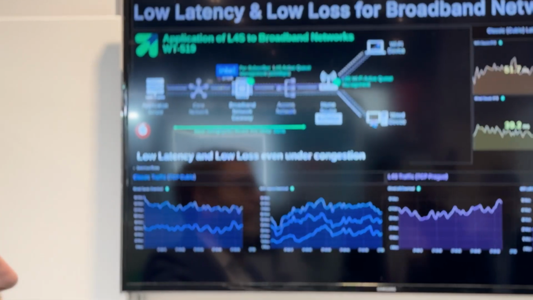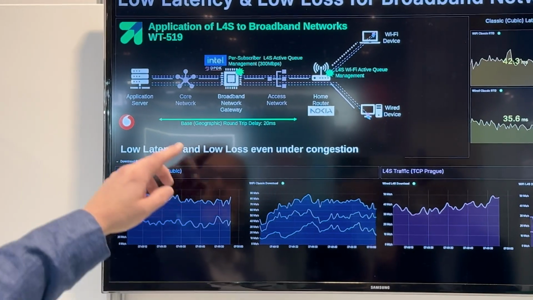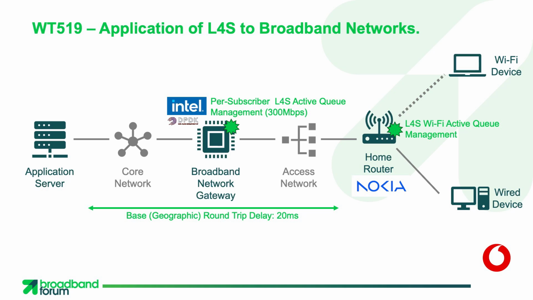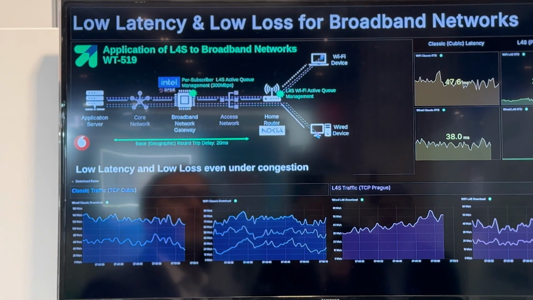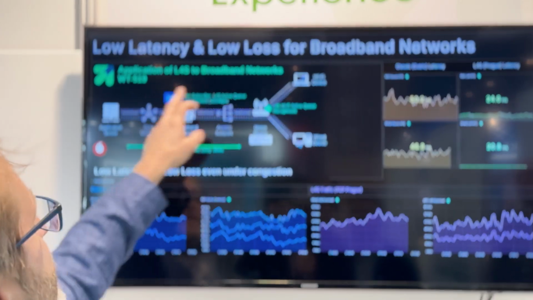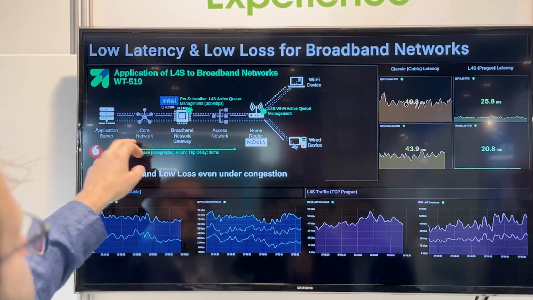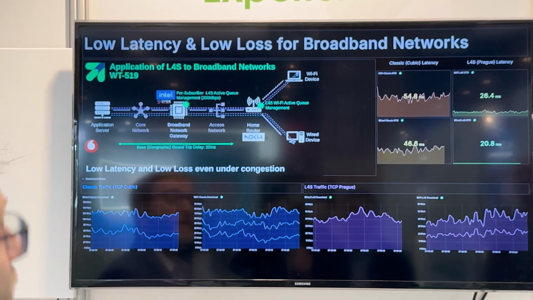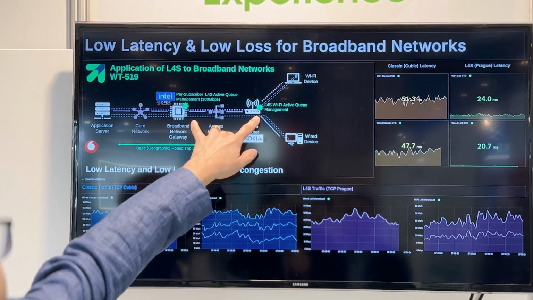If we look over at the screen over here, what we've got on a live demo is an application server, a broadband network gateway with a queuing point, a home router with a queuing point, and each of these queuing points have L4S active queue management enabled on them. Then we are running traffic from the application server to both the Wi-Fi device and to the wired devices. And we're congesting both of these congestion points.